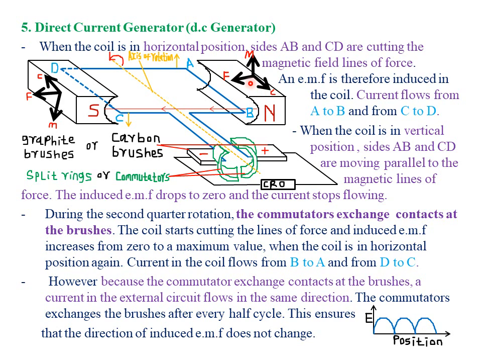I want you to take your right hand, then ensure that the first two fingers and your thumb are mutually perpendicular to each other. When the coil is rotating in the anti-clockwise direction, the side AB will be moving upward, while the side DC will be moving downward, in order for the coil to rotate in the anti-clockwise direction.